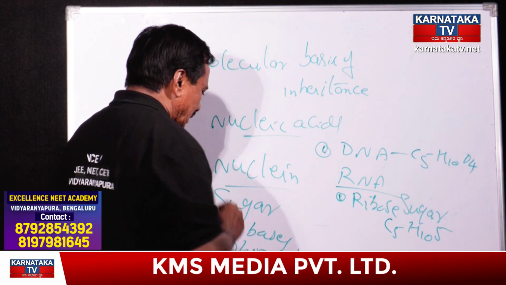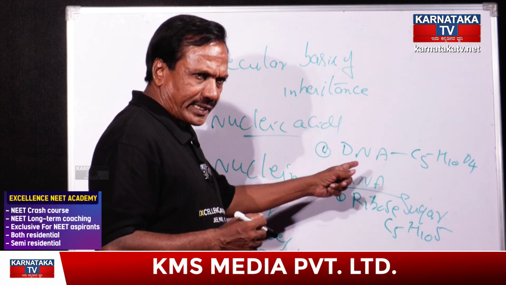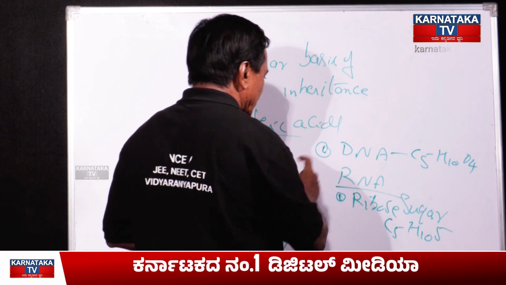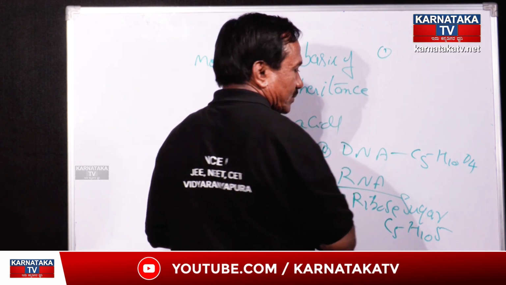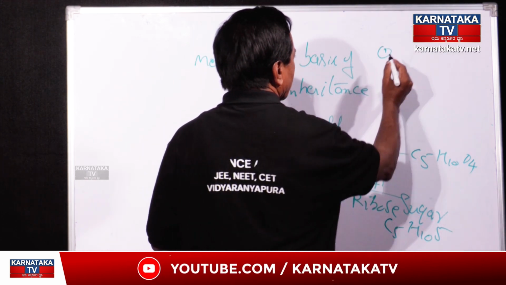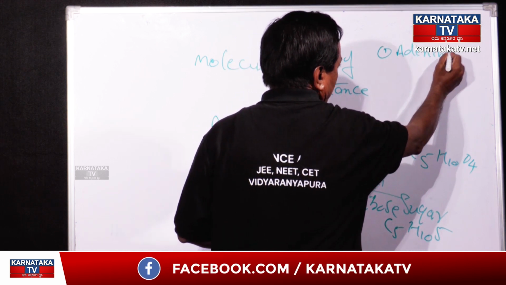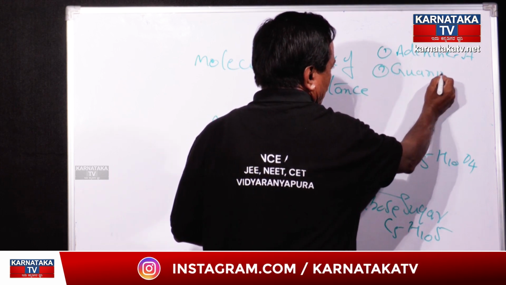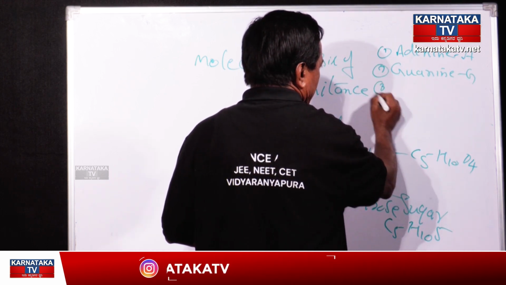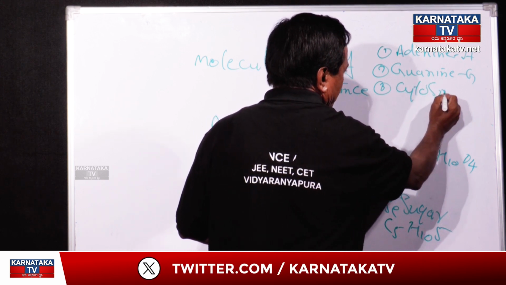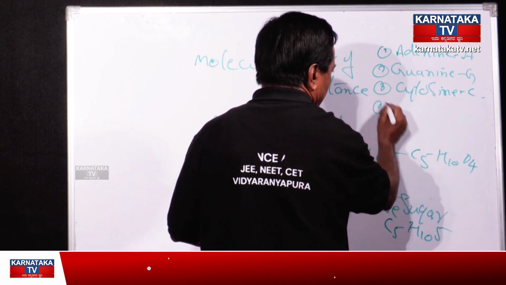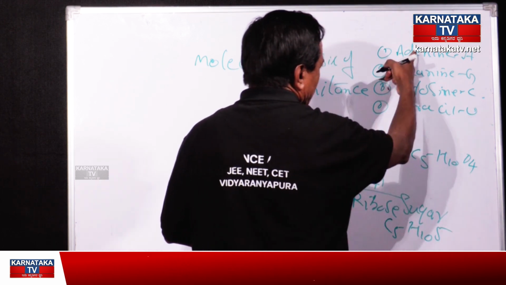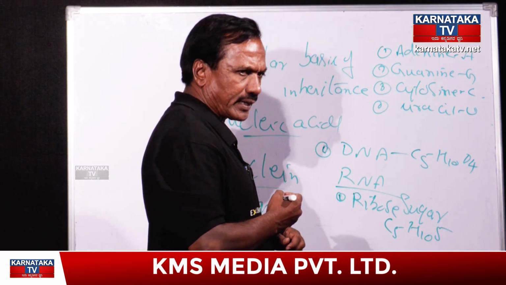Concerned with the nitrogenous bases, in each case there are 4 nitrogenous bases. For example, the nitrogenous bases present in RNA are number 1, adenine, designated as A. Number 2, guanine, G. Number 3, cytosine, C. Last one is uracil, U. These are the 4 nitrogenous bases present in RNA.